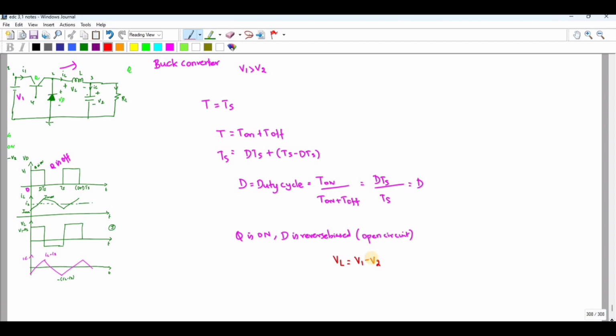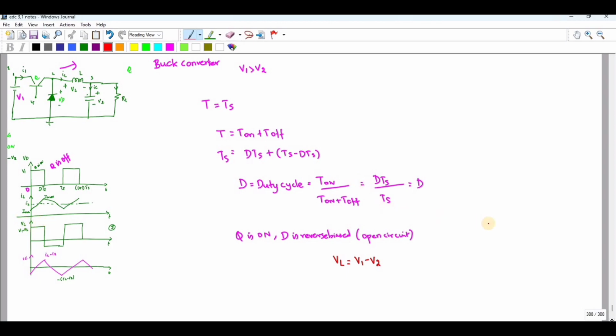When Q is on, the inductance gets charged, so the current is increasing, and during that time the voltage across the inductance is V1 minus V2.